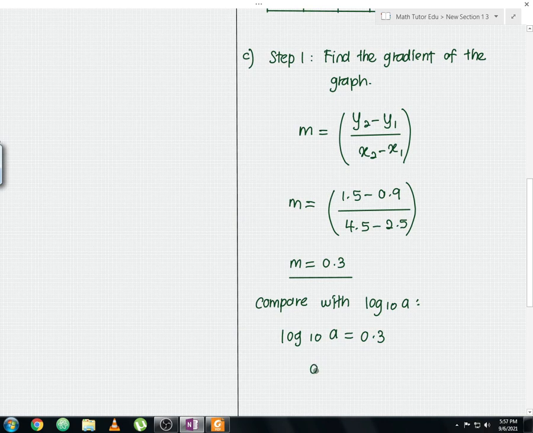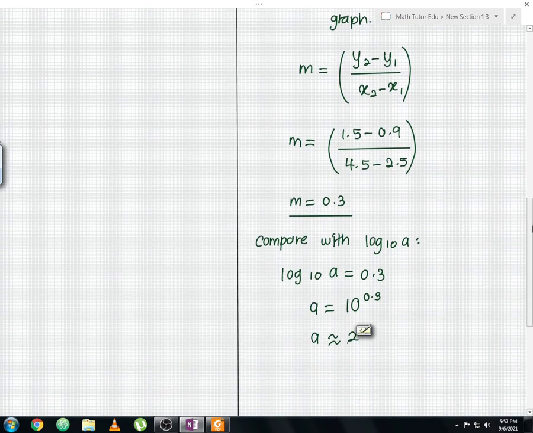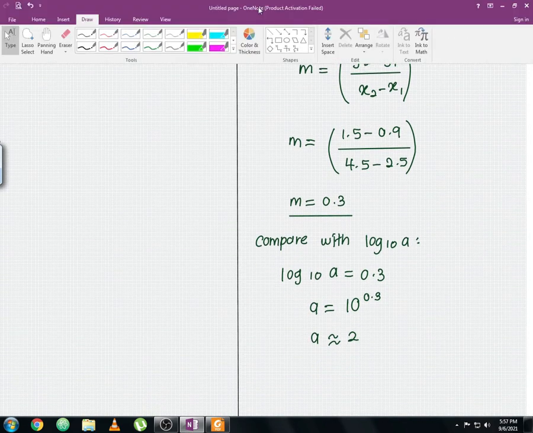To find the a, you anti-log it. So from here you get a is equal to 10 to the power of 0.3. You calculate this, and you should get a approximately 2. Okay, so this is your first answer. Let me underline the first solution.